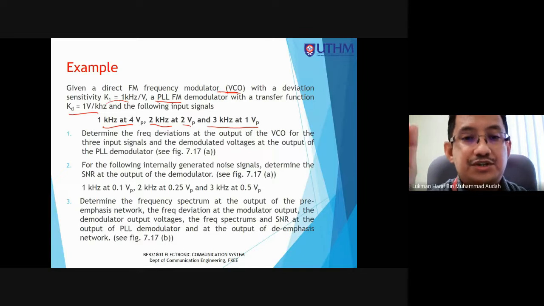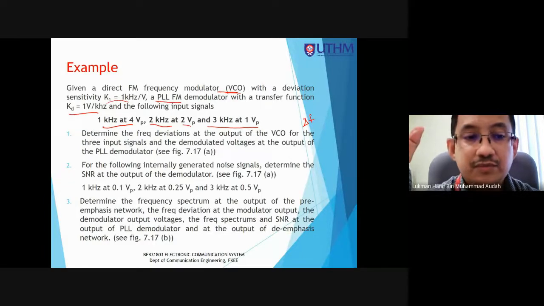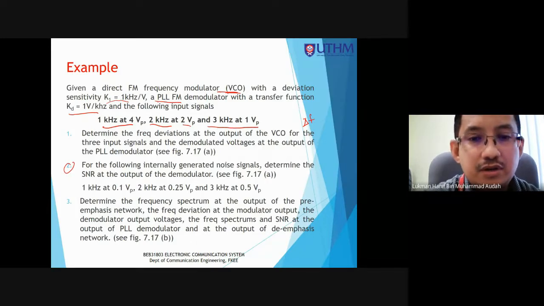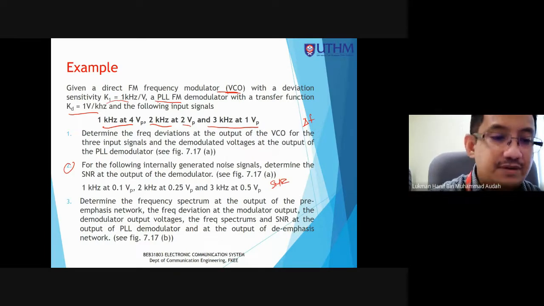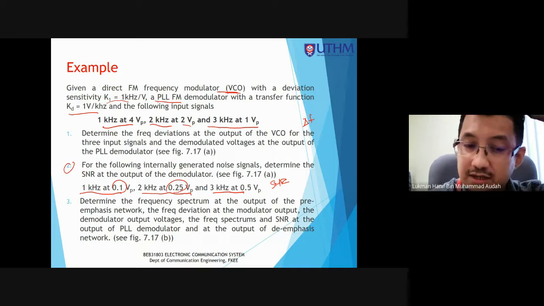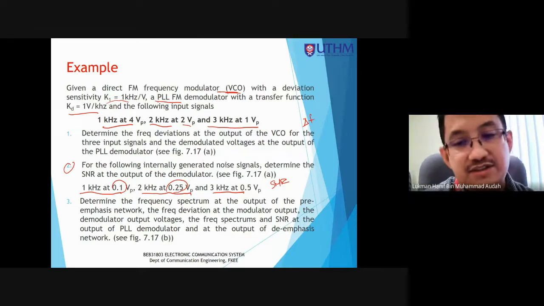Determine the frequency deviations delta F pada output VCO dalam transmitter. And determine also the second part, determine the SNR. If you are given this noise, this is the noise at different frequency. 1 kilohertz frequency, the noise is 0.1 volt. 2 kilohertz, the noise is 0.25. 3 kHz, the noise is 0.5. So you lihat nilai noise itu bertambah-tambah. Ini adalah keadaan sebelum pre-emphasis, de-emphasis.